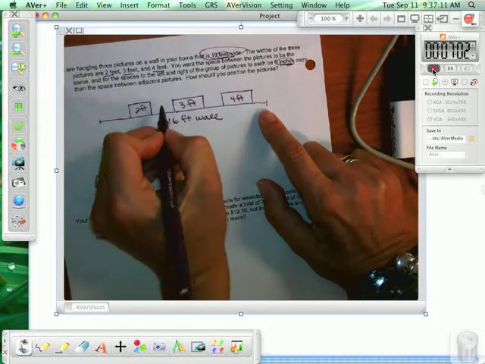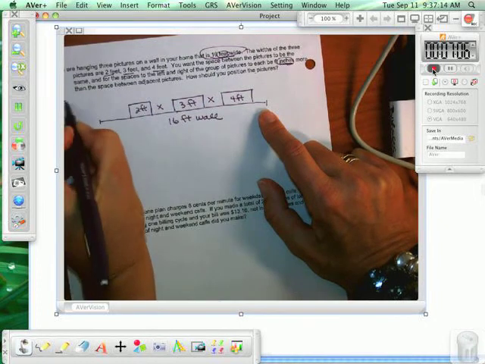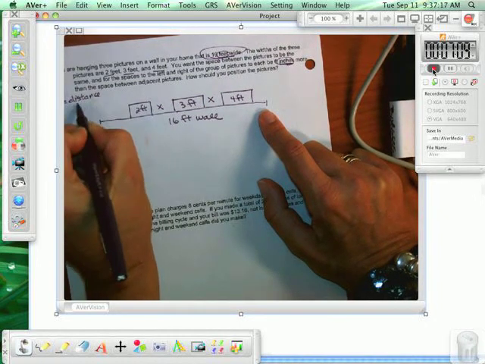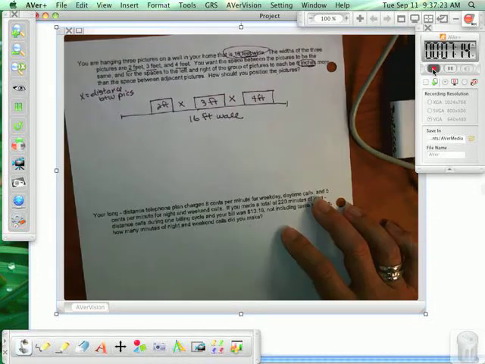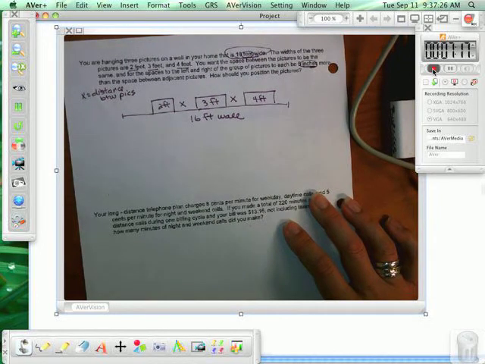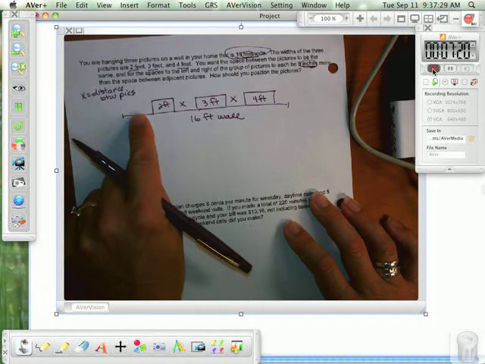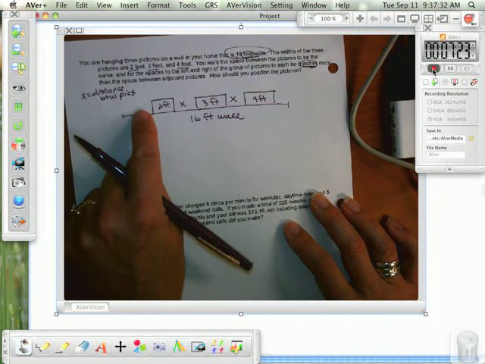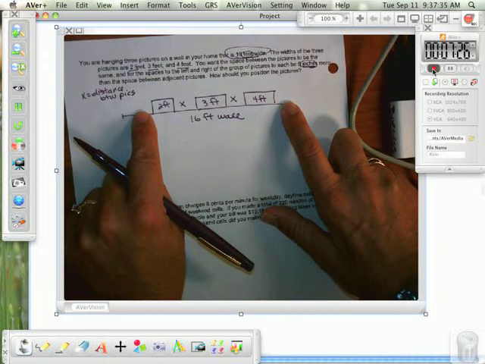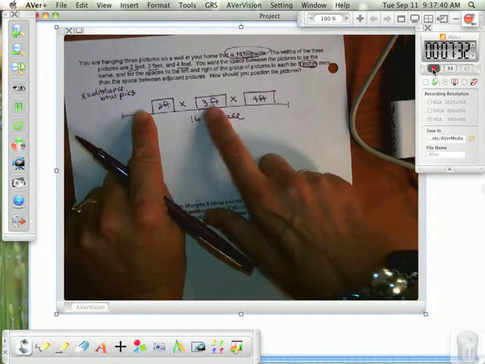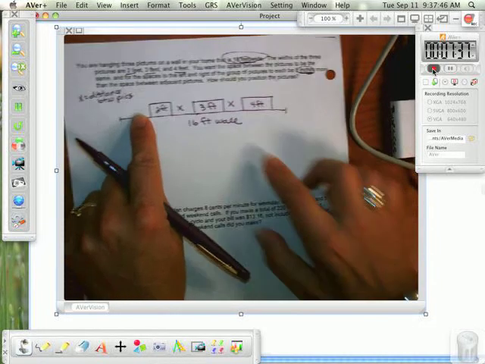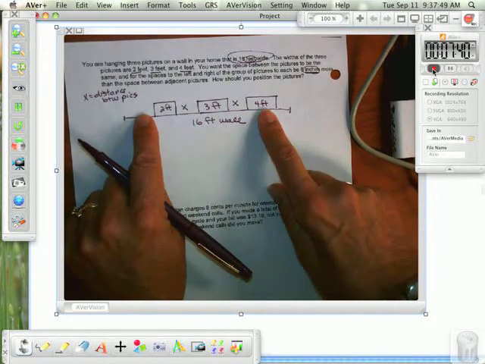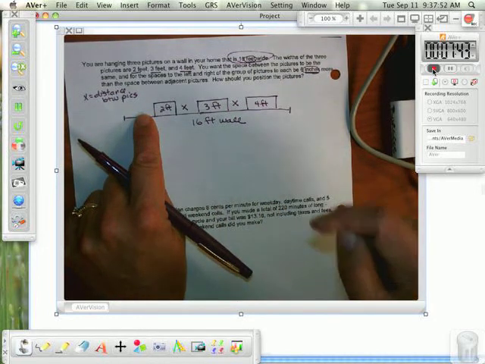So, this is my unknown. X is the distance between the pictures. Now I'd really like to write x plus 6 here and x plus 6 here, but that wouldn't be right, would it? Why would it not be right? So I'm talking about what unit here? Feet. And here they say inches. So if I'm going to work with feet, I can't write x plus 6. I could write x plus what? 0.5.